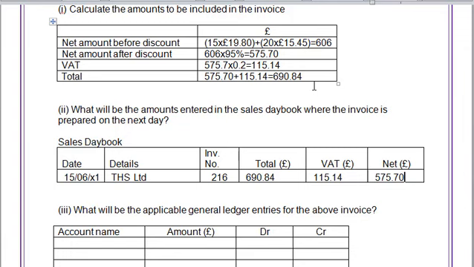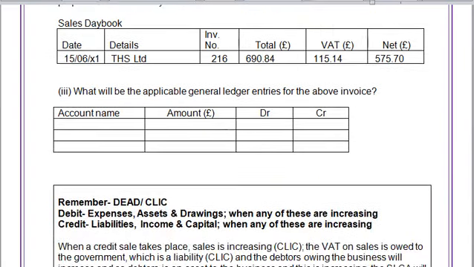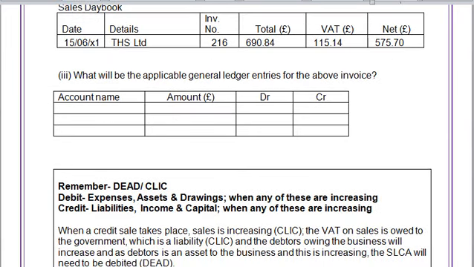Okay. The next thing is to identify what accounts would you debit and credit, and you need to connect with DEAD CLIC if you know your double entry using DEAD CLIC. In this case, a credit sale has taken place, so sales is increasing. You have charged VAT on that sale. VAT on sales is a liability which is increasing, and then somebody is owing you, THS Limited. Your debtors is also increasing. So we have our debtors balance increasing, and debtors is under DEAD. That is to say, debit expenses, assets, and drawings. DEAD indicates to me when any of those items are increasing, you will debit. So that means that debtors is increasing, it is an asset, so I will debit the debtors account.